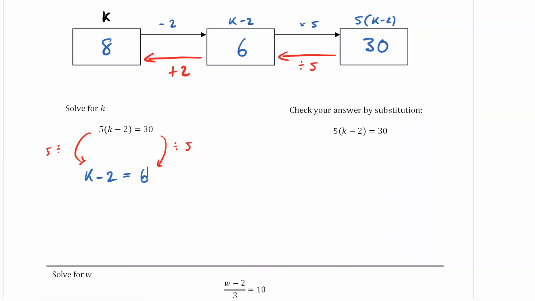And then we keep on going here. I now am going to plus 2 to both sides. The reason why I'm plussing 2 to both sides is because I'm doing the opposite operation to minusing 2. So I'm going to get k is equal to 8.